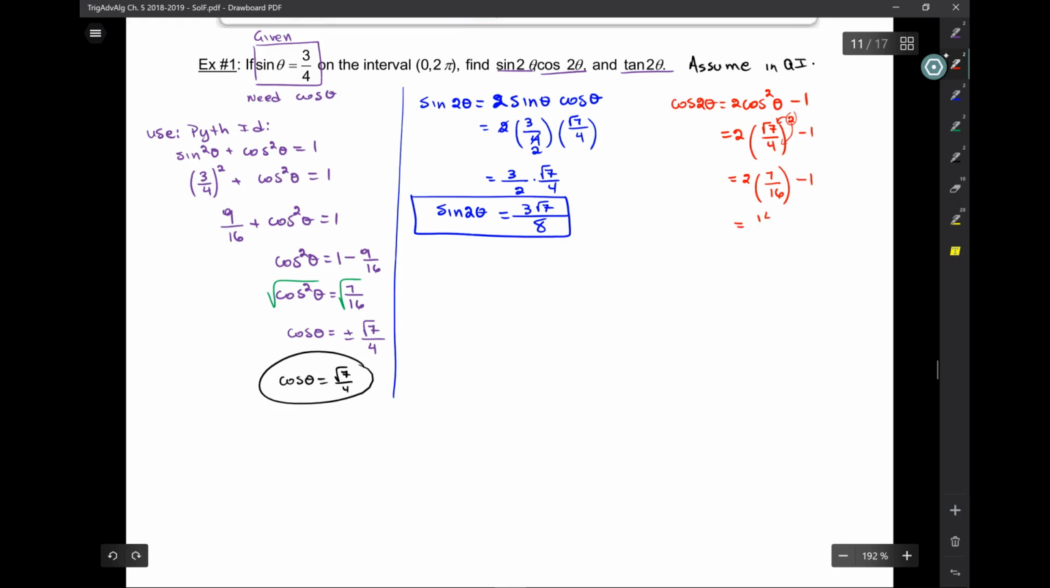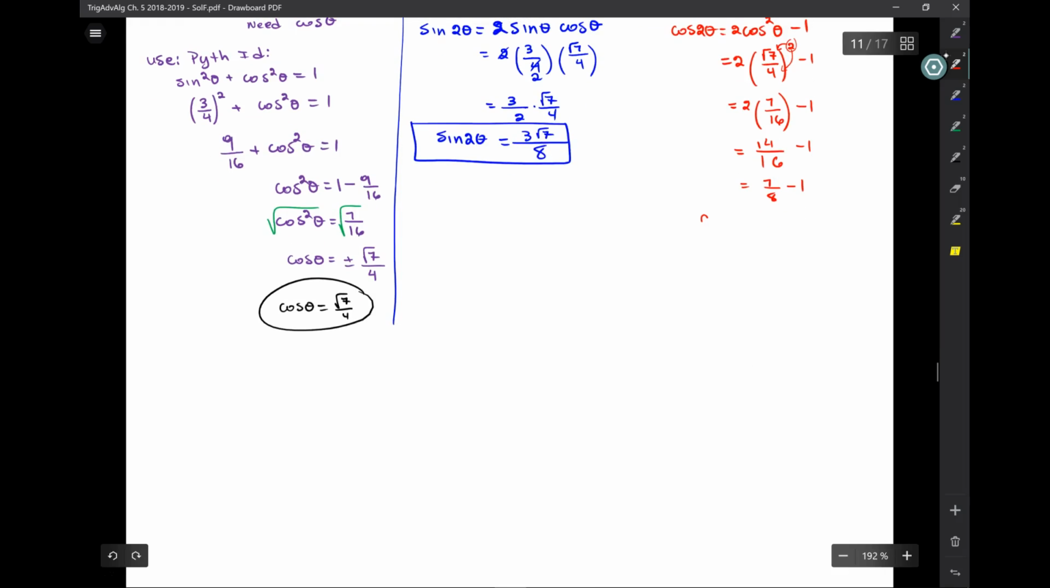So how much is that? 14 over 16. Minus 1. Can I simplify 14 over 16? Sure. 7 over 8 minus 1. Okay, now I have 7 over 8 minus 8 over 8. That's negative 1 over 8. So cosine of 2 theta is negative 1 over 8.